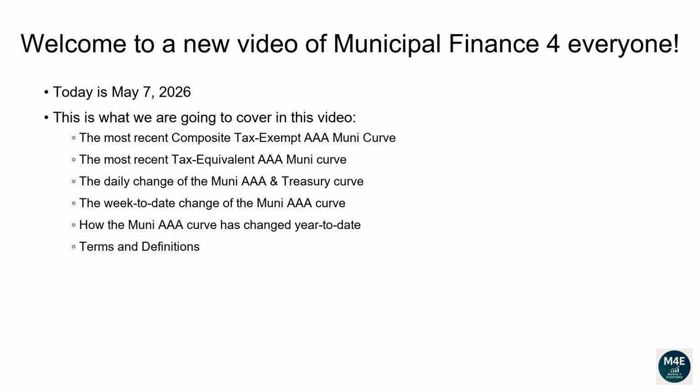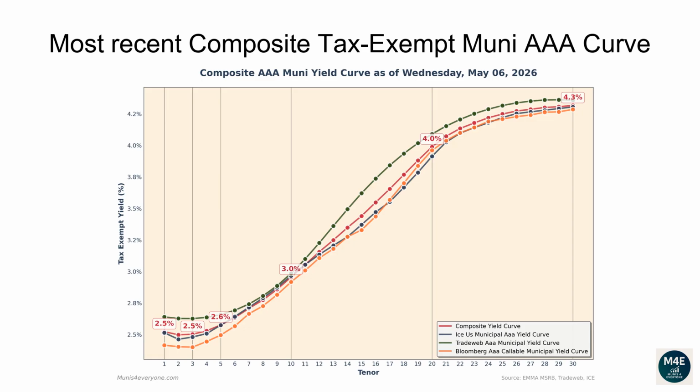Terms and definitions. Let's go over the most recent composite tax-exempt Muni AAA curve. The following composite tax-exempt yield curve is based off the most recent ICE, TradeWeb, Bloomberg yield curves that are available on the MSRB website, plus some proprietary extra adjustments, as of May 6, 2026.